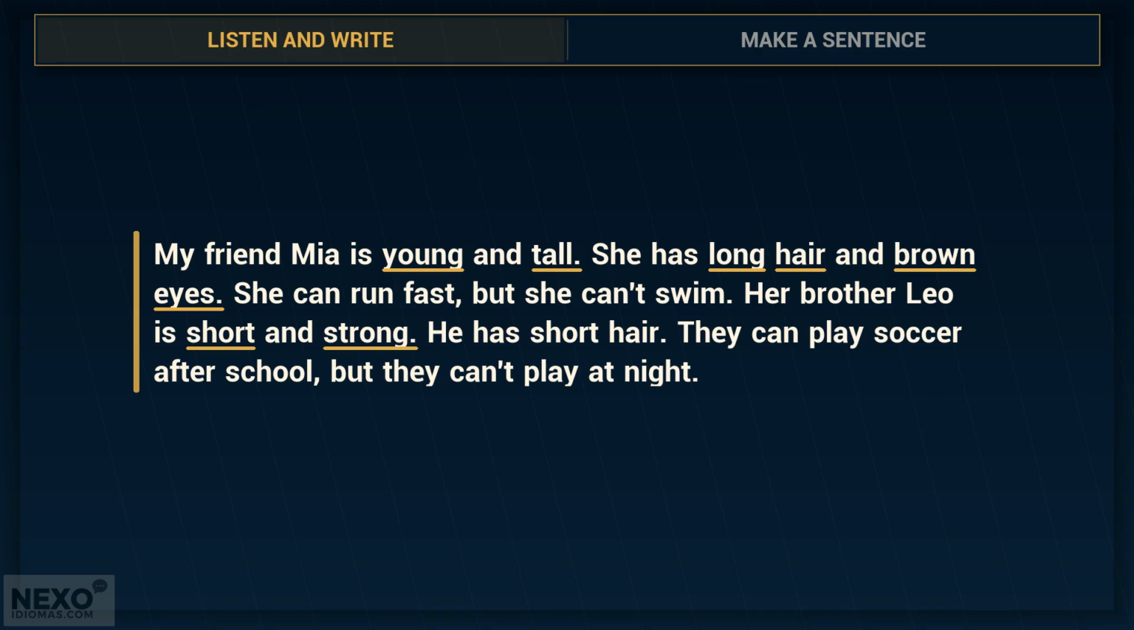My friend Mia is young and tall. She has long hair and brown eyes. She can run fast, but she can't swim. Her brother Leo is short and strong. He has short hair. They can play soccer after school, but they can't play at night.